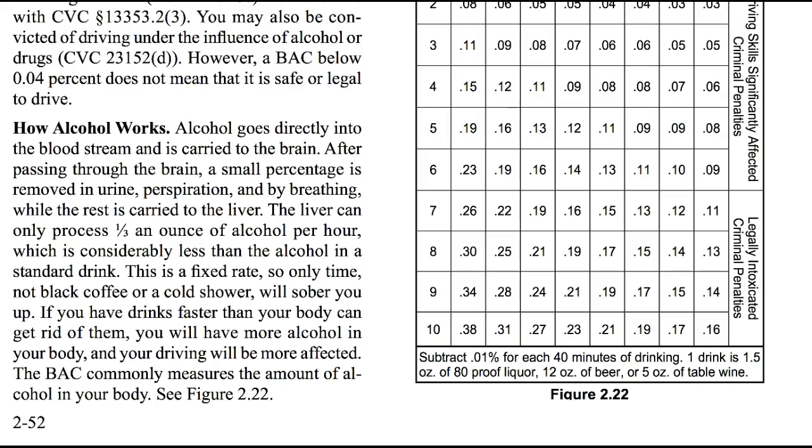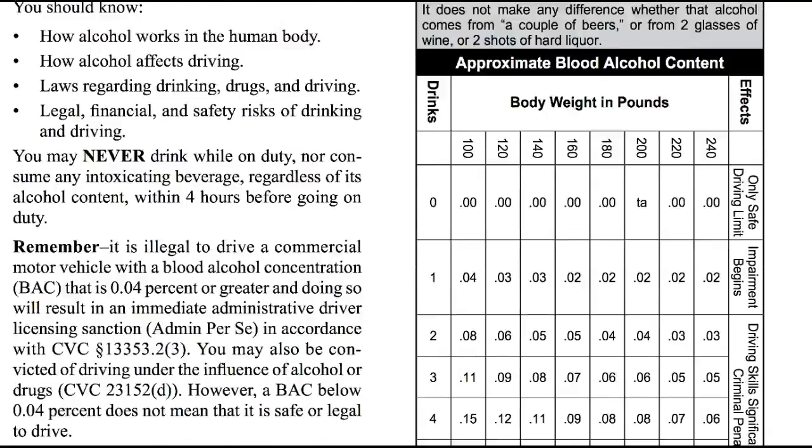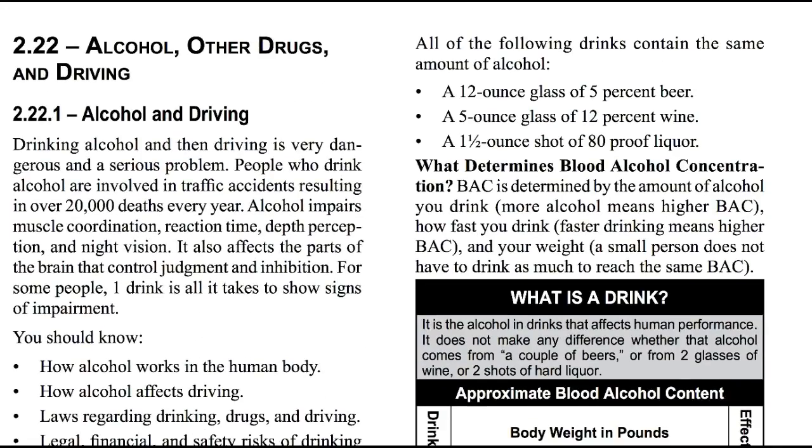If you have drinks faster than your body can get rid of them, you will have more alcohol in your body and your driving will be more affected. The blood alcohol content commonly measures the amount of alcohol in your body. See this figure here, figure 2.22, for a chart of your blood alcohol level. All of the following drinks contain the same amount of alcohol: a 12-ounce glass of 5% beer, or a 5-ounce glass of 12% wine, or 1.5 ounces, a shot of whiskey.